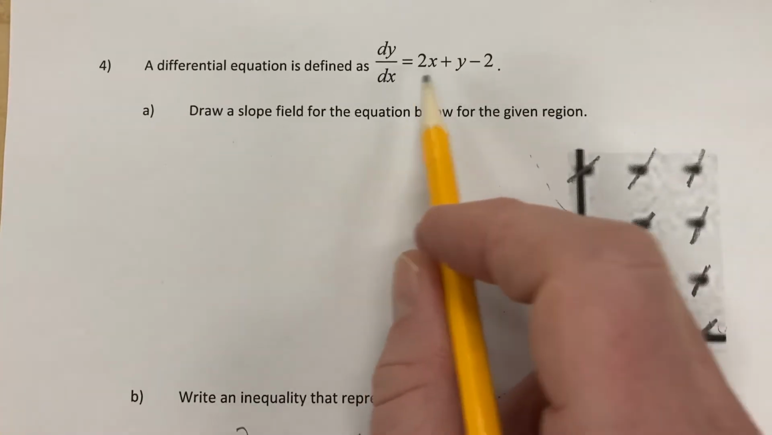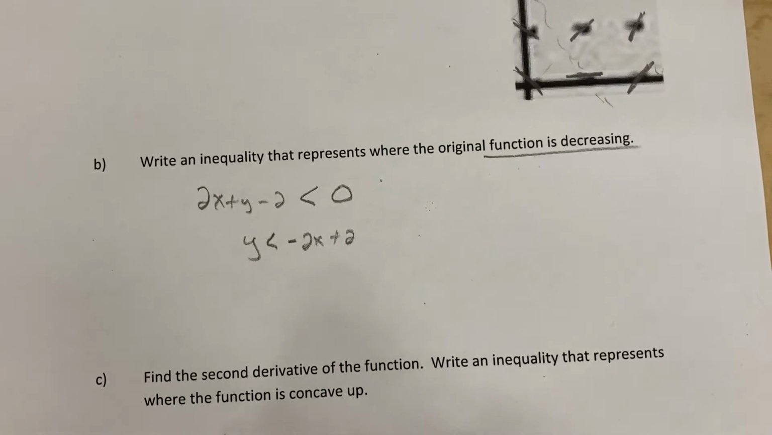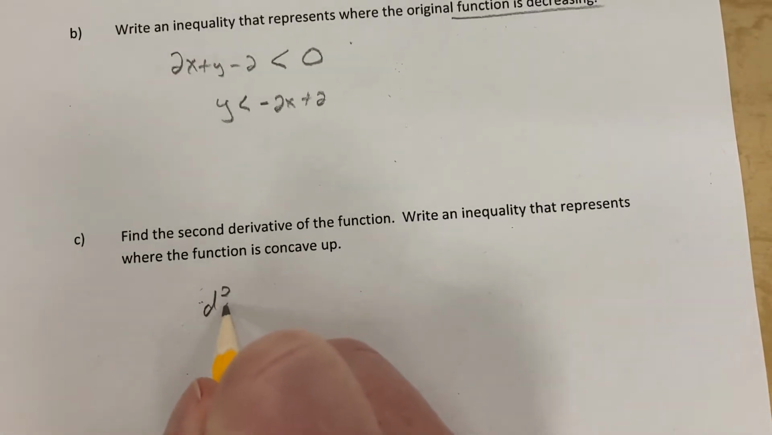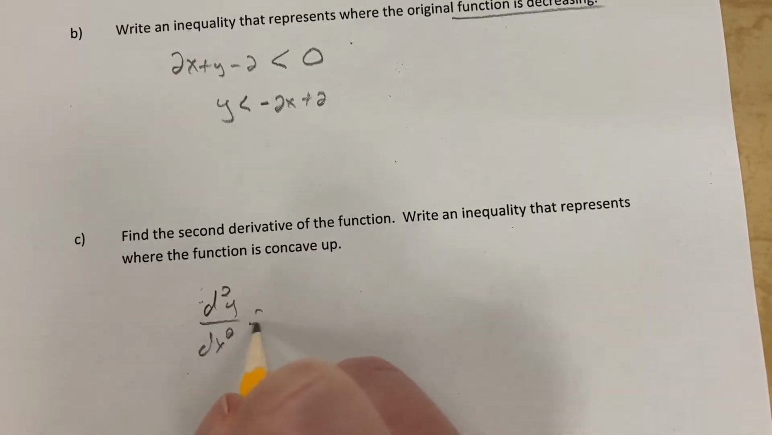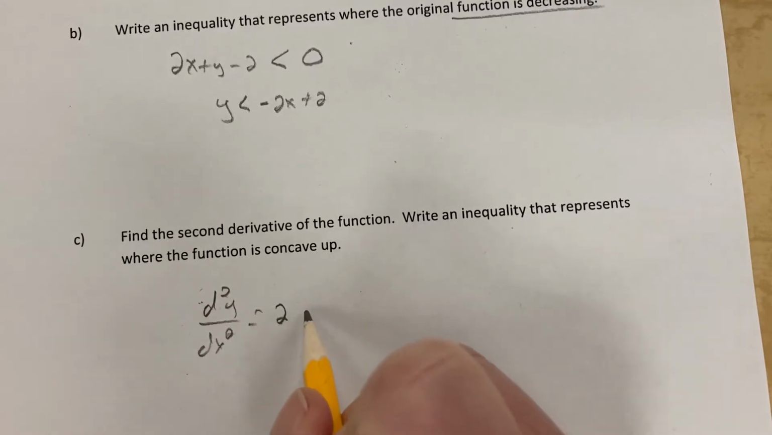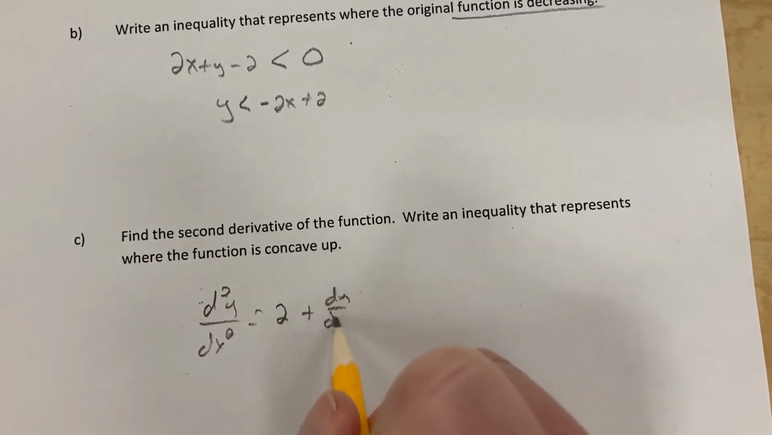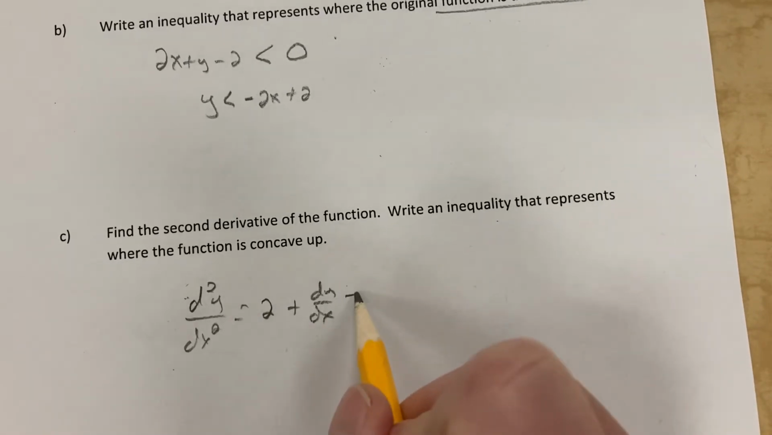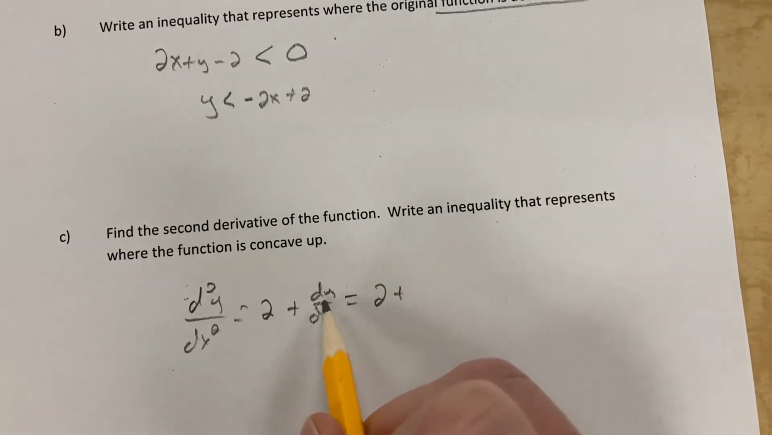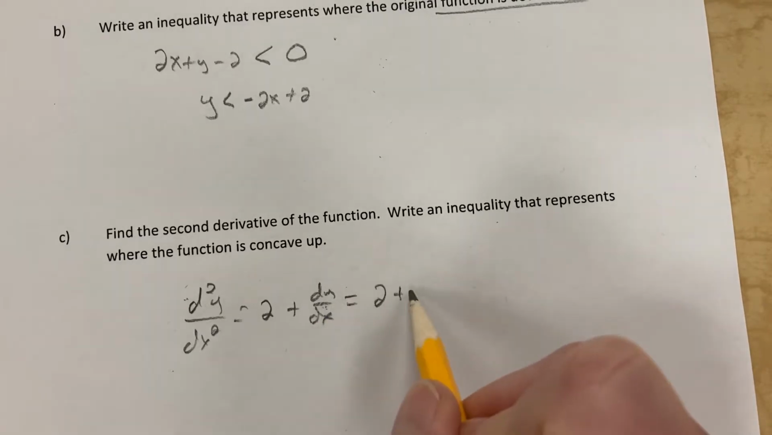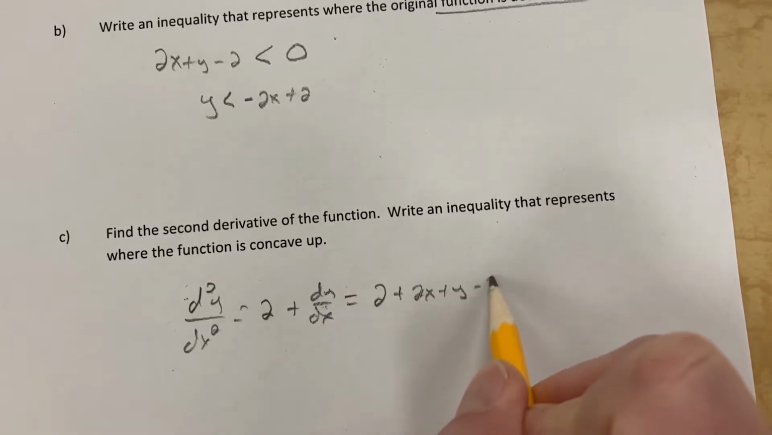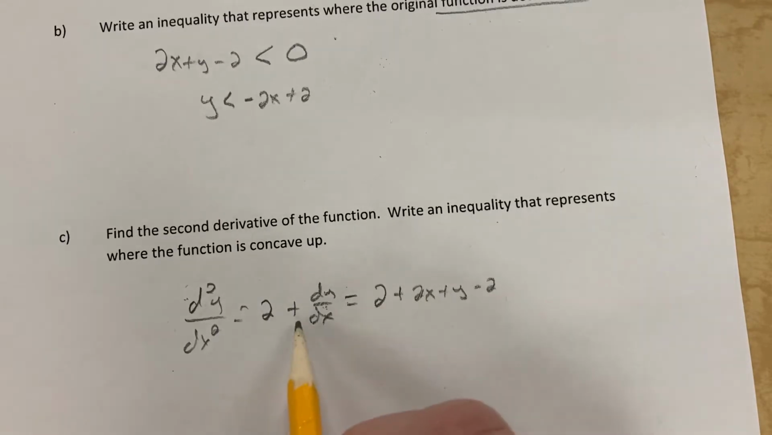So take the first derivative and we're going to take the derivative of that. So our second derivative here will be the derivative of 2x, which is 2, plus the derivative of y, which is dy/dx, and then the derivative of negative 2 is 0. Now we don't want to stop there. We want to go 2 plus and actually put the derivative back into here. We want to put 2x plus y minus 2 in where the dy/dx was.